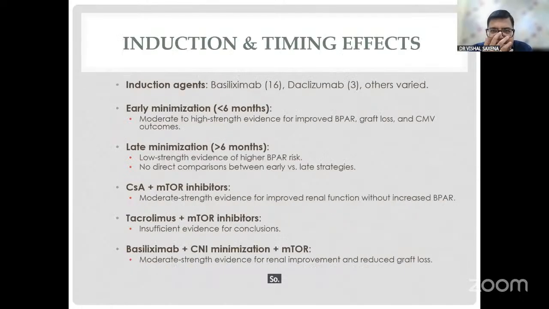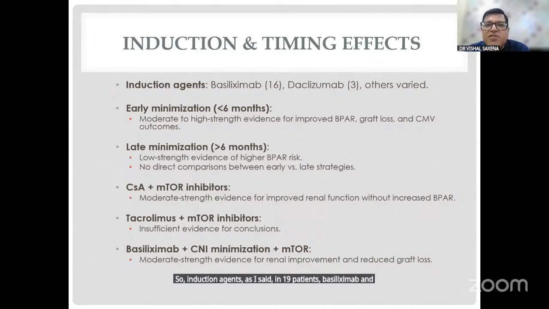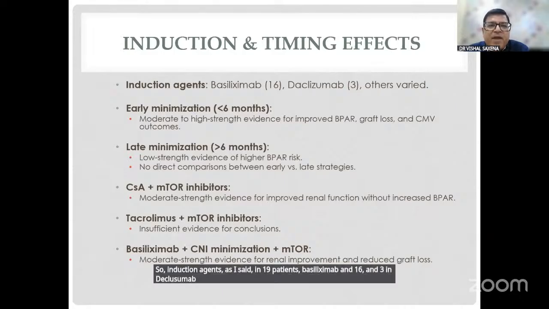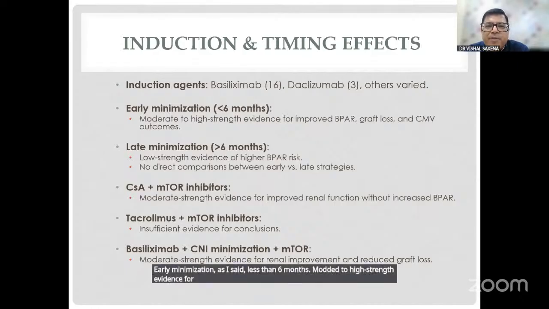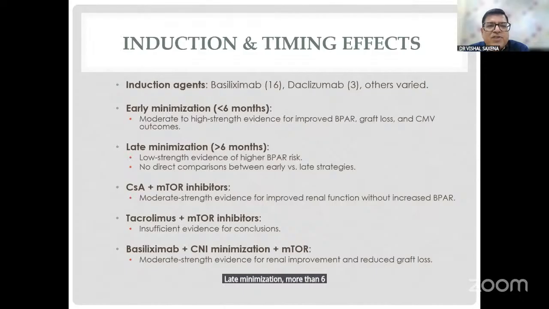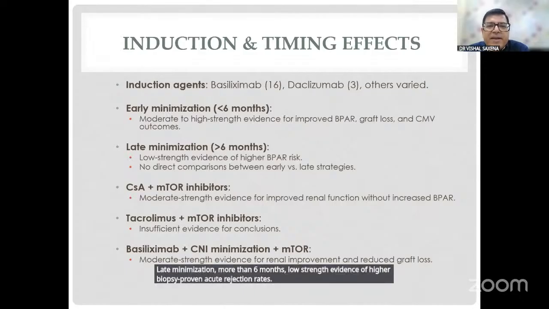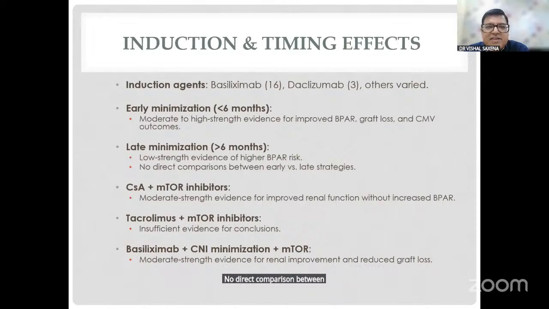For induction agents, as I said, basiliximab was used in 16 of 19 patients and daclizumab in 3, others varied. Early minimization, less than 6 months, had moderate to high strength evidence for biopsy-proven acute rejection, graft loss and CMV outcomes. Late minimization, more than 6 months, had low strength evidence of higher biopsy-proven acute rejection risk, with no direct comparison between early versus late strategies.